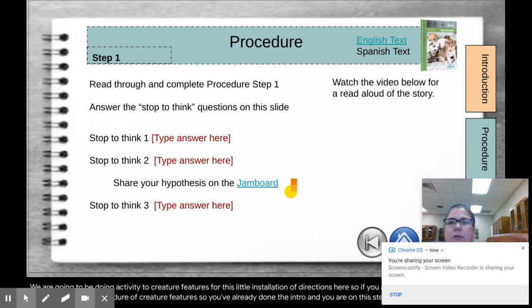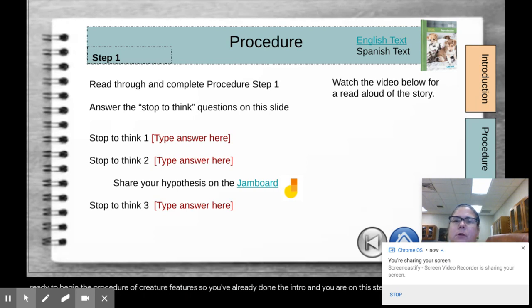So what I'm going to do is read the directions, and then if you want to stop, I'll give you time to stop so you can go and read the text yourself, or you can continue on and listen to me read it aloud to you.